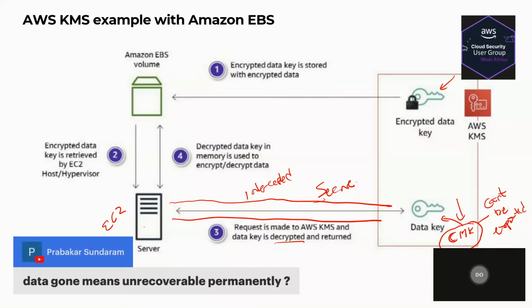So let's see. Prabhakar says data gone means unrecoverable permanently. Yes, unrecoverable permanently. And you will receive these warnings when you're reading the documentation, even when you're working in the console, to say this could potentially mean you're losing access to this data. If you're getting rid of this key and the data is still being encrypted using this key, it could mean you're going to lose access to that data permanently. And even AWS can't help you, right?